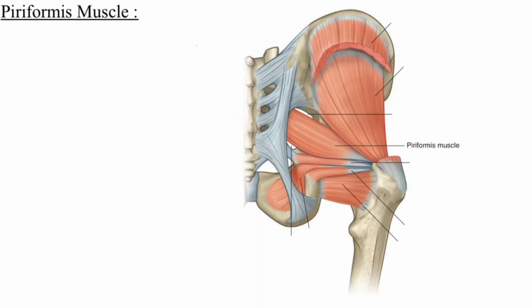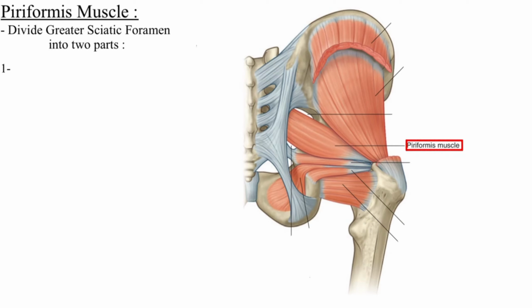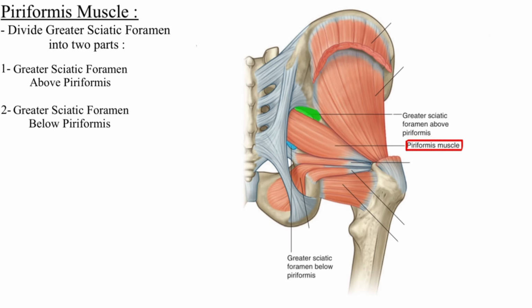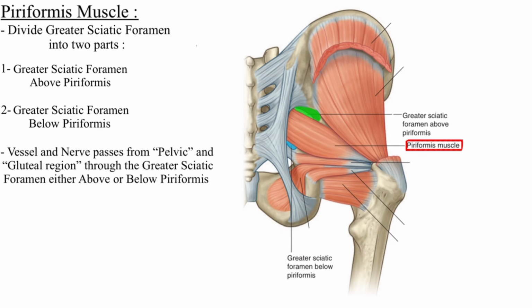In addition, the piriformis muscle divides the greater sciatic foramen into 2 regions, one above and one below the piriformis muscle. As you can see, this is the part of the greater sciatic foramen above the piriformis muscle and this is the part of the greater sciatic foramen below the piriformis muscle. Vessels and nerves pass between the pelvic and the gluteal region by passing through the greater sciatic foramen either above or below the piriformis muscle.